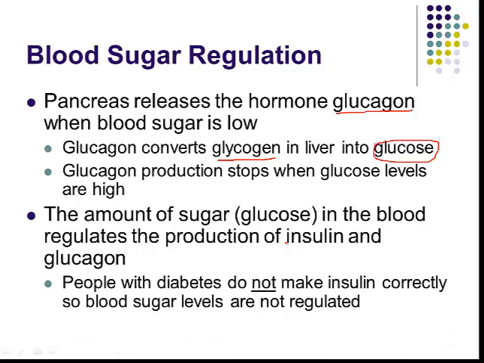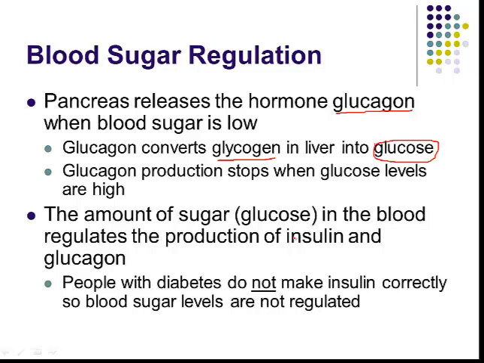Okay? Now, somebody with diabetes does not make insulin correctly, or they do not make it at all. So their blood sugar levels are not regulated. So some people have to take insulin in from an outside source. Others have to be very careful about what they eat. And it can be a difficult thing to manage for a lot of people.